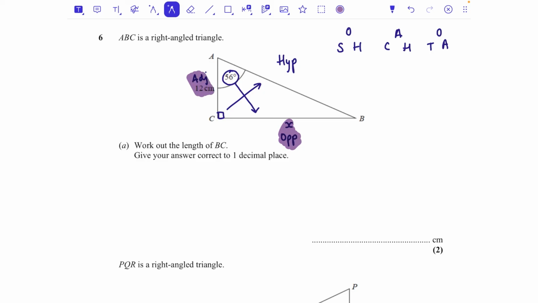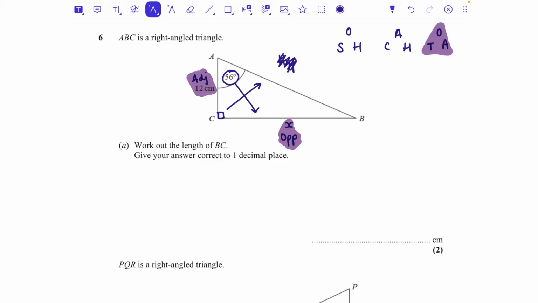The adjacent, we know, is 12, so that's quite helpful information. With the hypotenuse, I don't know how long it is, and I don't want to know how long it is. It's not the thing we're trying to work out, so therefore that's not going to be helpful in my formula triangle. That leaves me with A and O. So hopefully it makes sense if I say we're going to use TOA here.